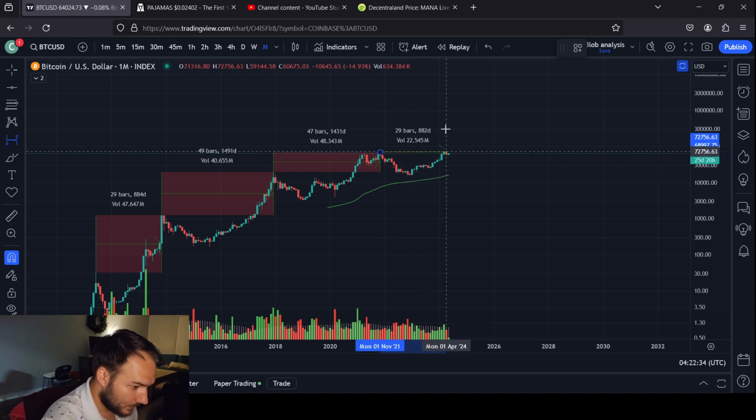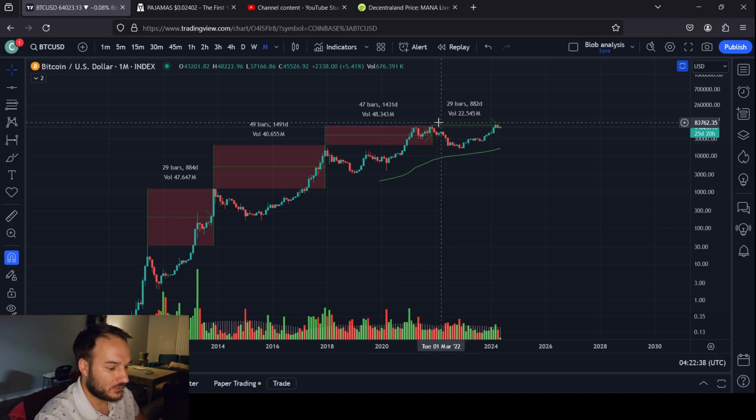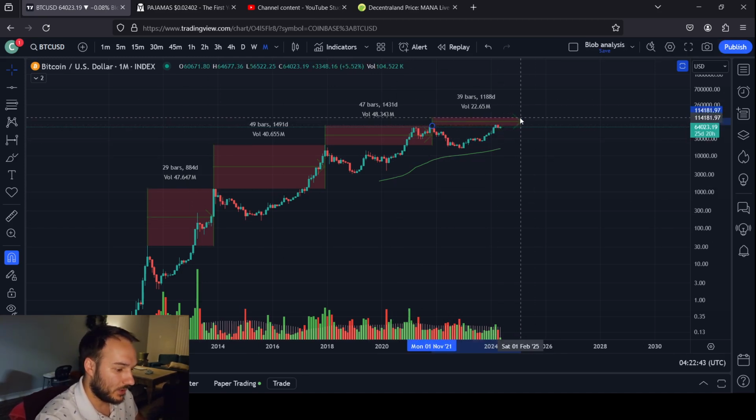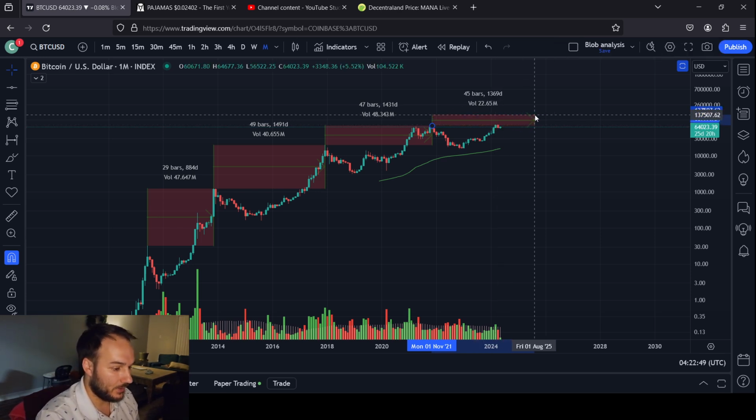However, it appears we're already at 29 months. So I doubt that, there's reason to believe that we could already be done with the cycle, but I would expect that we've got more in us. 29 months to 47 months, to put that in perspective, would be over a year away from now.